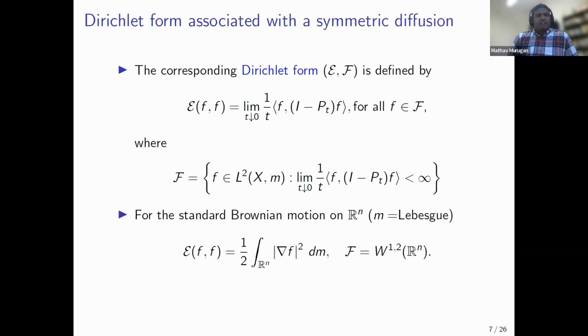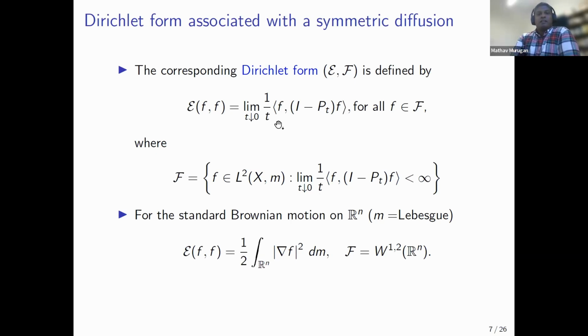Okay, so once we have the semigroup, or once you start from the diffusion, it naturally defines a semigroup, and this semigroup defines the Dirichlet form as follows. One has to look at the derivative of the semigroup at t equal to 0, and look at this quadratic form. Here I is the identity operator, so it's (f, (I - P_t)f). I can be thought of as the semigroup at time 0, so you are really differentiating the semigroup at time 0. And this bracket stands for the L2 inner product with respect to the measure m that we began with.